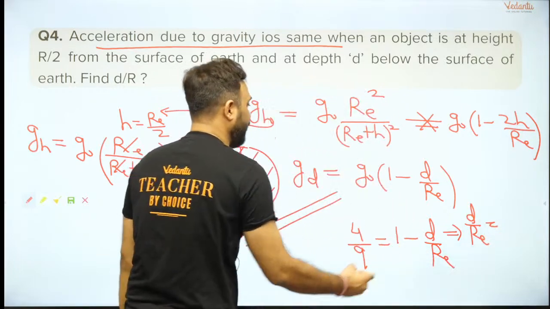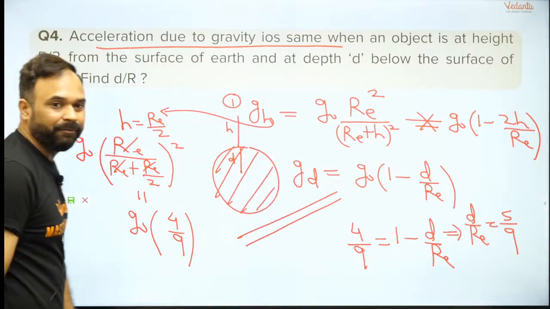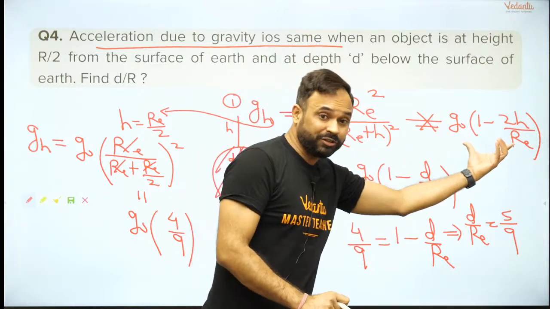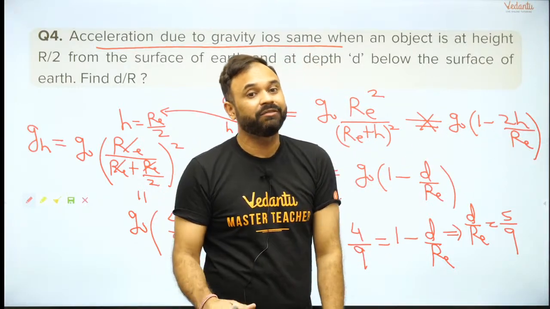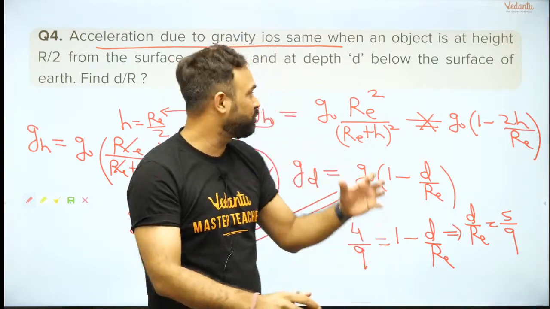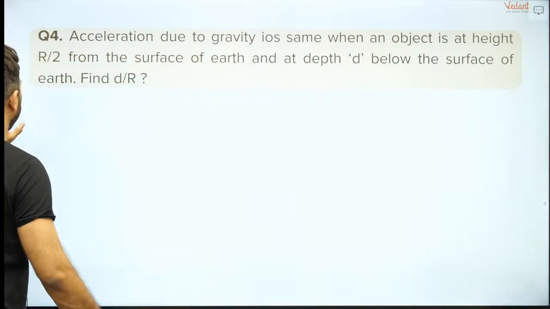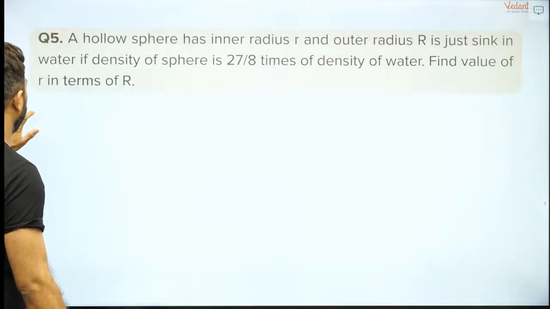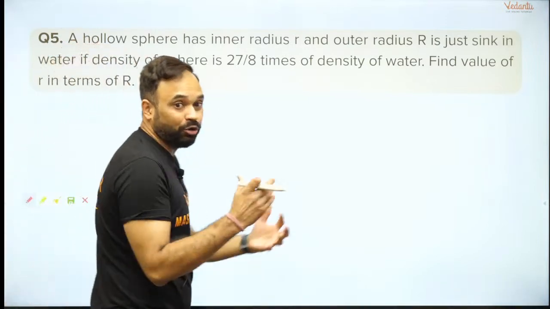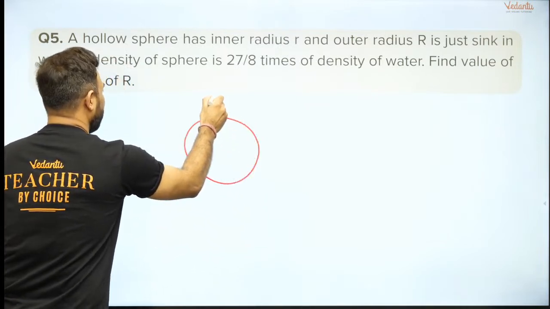So if you equate, 4 by 9 equals 1 minus d by Re. So d by Re comes out as 1 minus 4 by 9, which is 5 by 9. Right? A basic problem. This formula is also used for small heights, but in this case the height given was Re by 2, which is not small in comparison to Re. It is comparable. So you have to use the basic fundamental formula. So students, this question was also lovely and you must have got the answer 5 by 9.